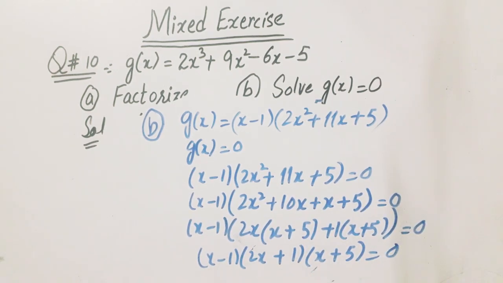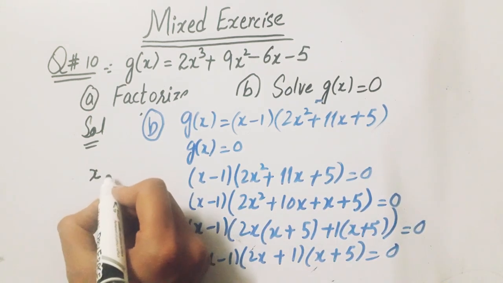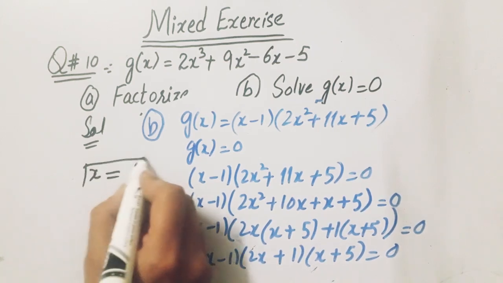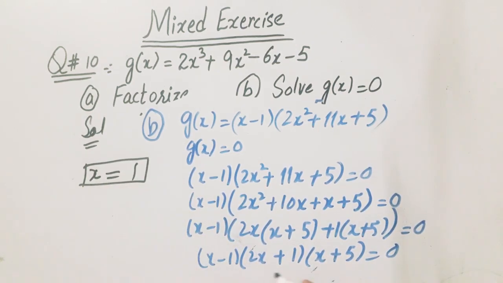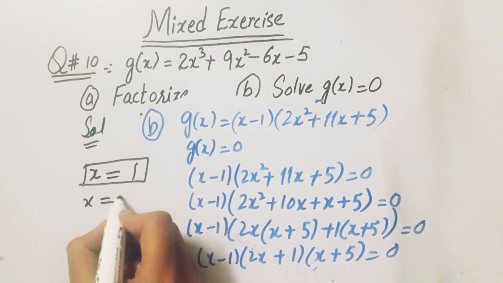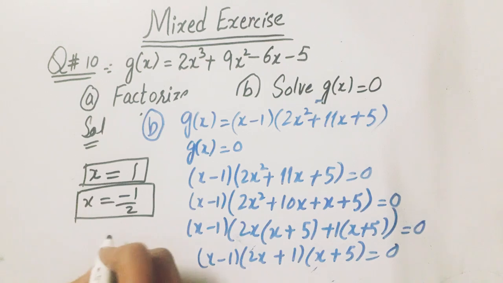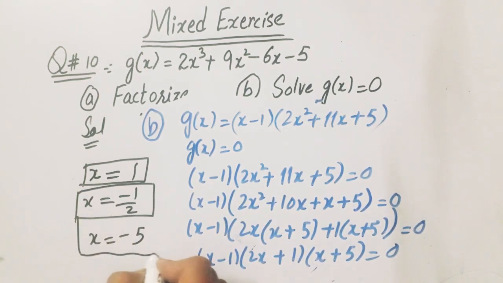Now the different values of x will be: x minus 1 is equal to 0 means x is equal to 1, and 2x plus 1 is equal to 0 means x is equal to minus 1 by 2, and x plus 5 is equal to 0 means x is equal to minus 5. So these are the required answers of this question. Now we will solve question number 11.